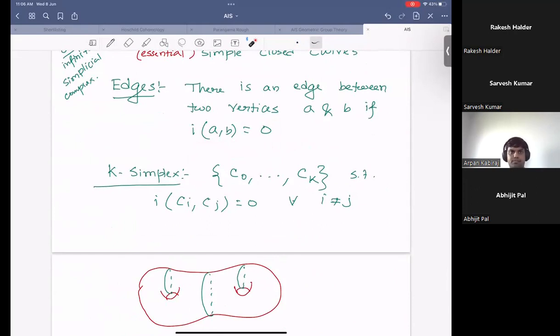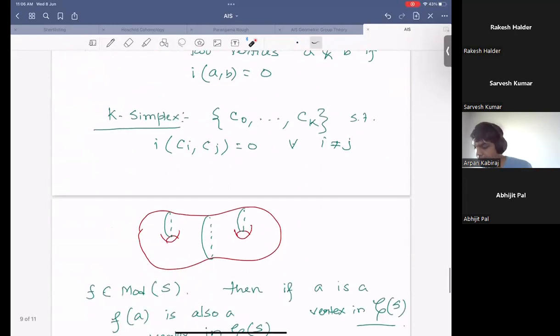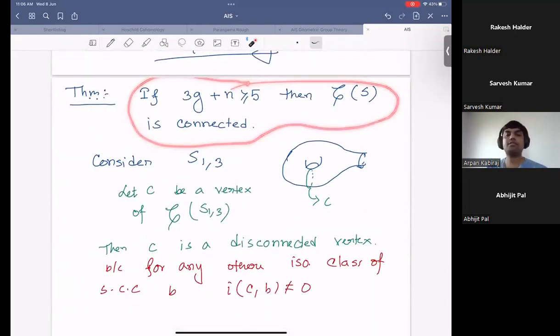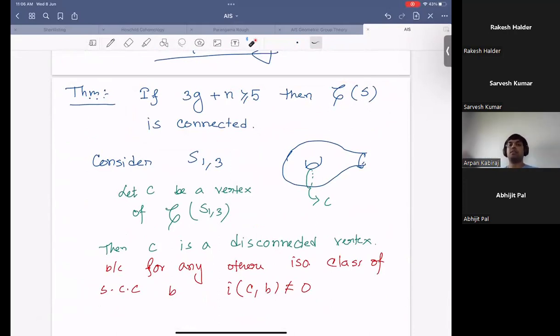And again, this makes sense. You will get another complex. But then we need to have some extra assumptions. Okay. Why do we need the extra assumptions? The reason is to prove this theorem. So first, we will prove this theorem that if 3g plus n is greater than or equal to 5 in the curve complex, then the curve complex is connected. Then we will modify the curve complex a little bit, and then we will show that the modified curve complex is also connected. Then we modify that complex further to make it suitable for our proof, for our genus. Is this clear? Any questions?